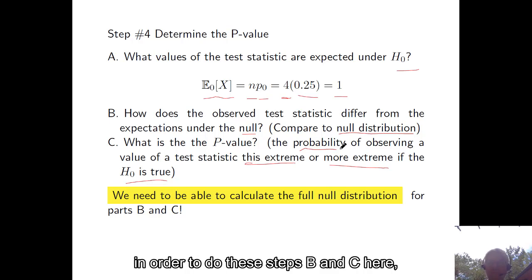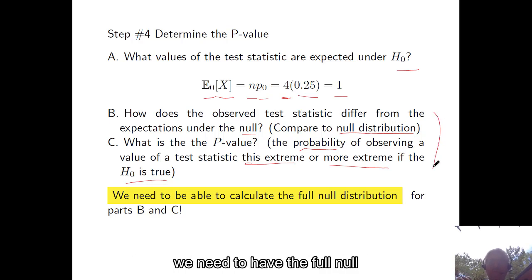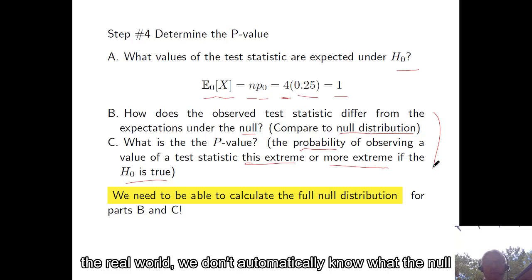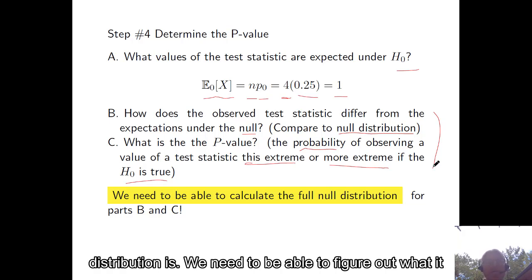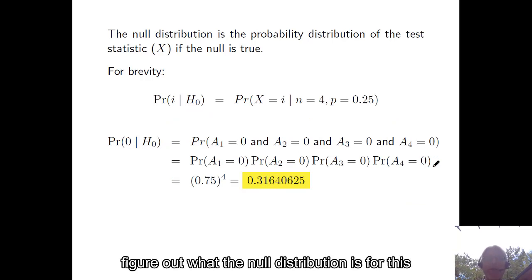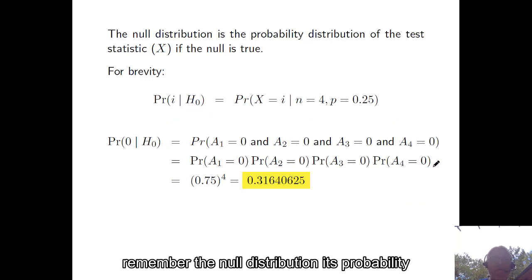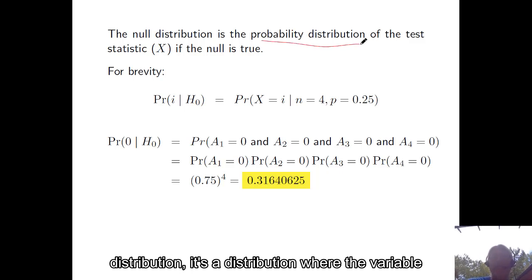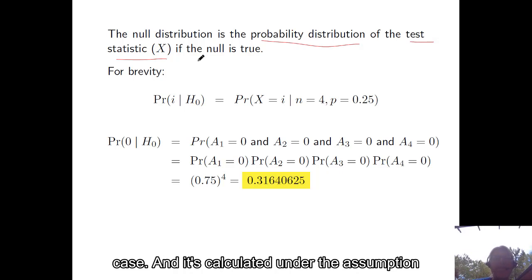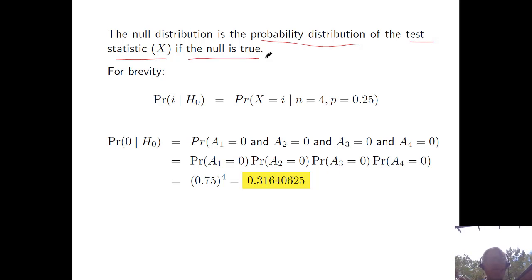In order to do steps B and C, we need to have the full null distribution. In chapter 6, we just provided the numbers for you: what are all the probabilities for all the outcomes? But of course, when we do statistics in the real world, we don't automatically know what the null distribution is. We need to be able to figure out what it is. So this chapter is about how to figure out the null distribution for this type of problem. Remember, the null distribution is a probability distribution where the variable is the test statistic, x in our case, and it's calculated under the assumption that the null is true.